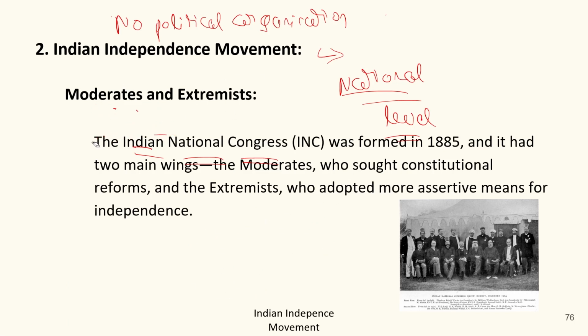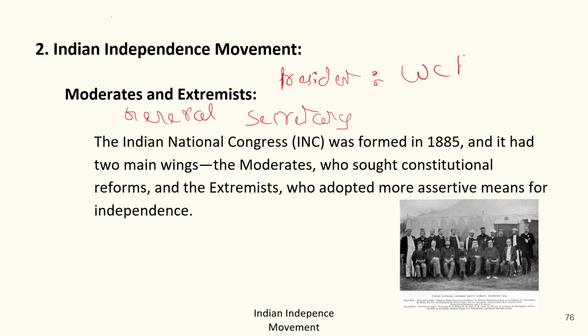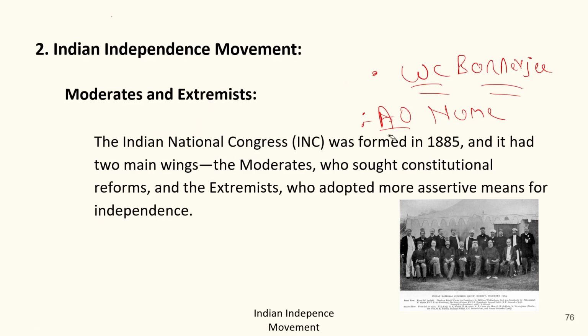Remember one thing, it was founded at Gokuldas Tejpal Sanskrit College, Bombay in the year 1885 and was founded by two persons mainly named W.C. Banerjee and A.O. Hume. The first president and the first secretary, or you can call him General Secretary. First president was W.C. Banerjee. First General Secretary was A.O. Hume. So they were basically the founding members and also the president and the general secretary. Got it? Now come to the next point.